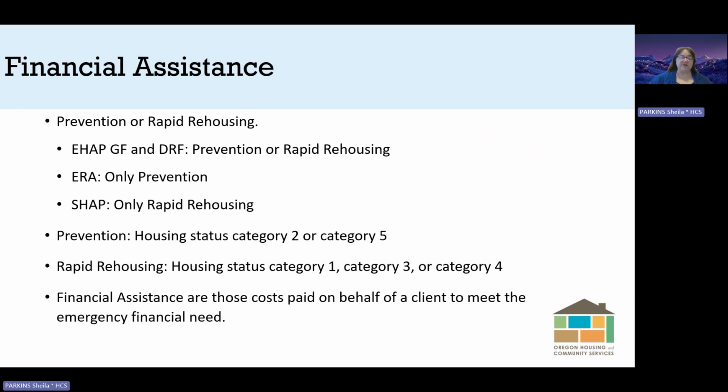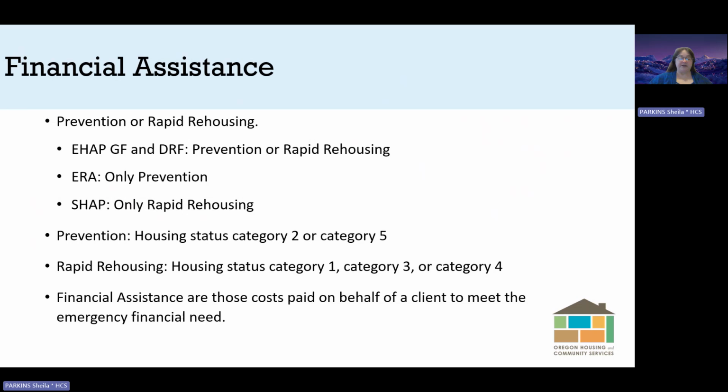Financial assistance are those costs paid on behalf of a client to meet the emergency financial need. Let's delve into some of those specific allowable costs. However, be sure to always refer to the operation manual for all information related to the delivery of OHCS funds. This training is meant only as a high-level overview. We will only cover some specific financial assistance activities, not all allowable costs.